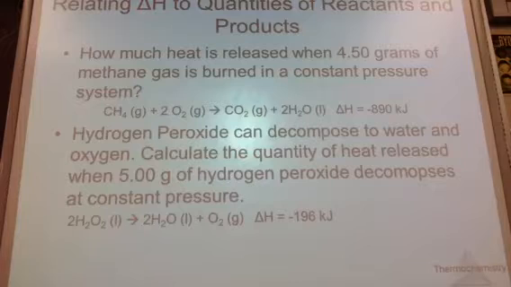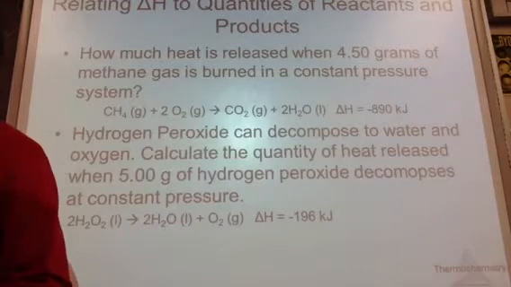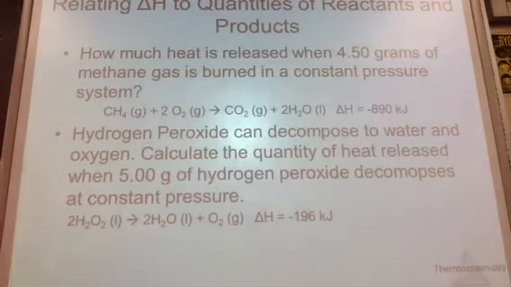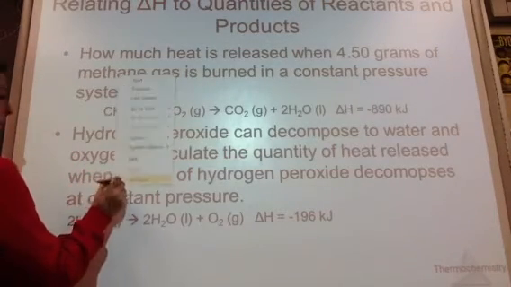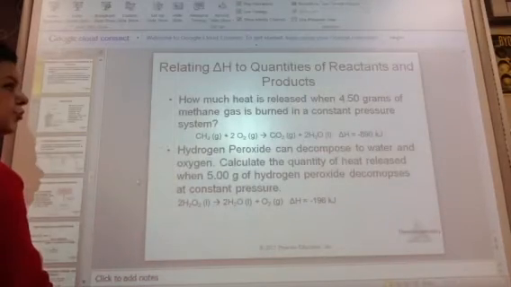Okay, so let's look at this next question. This says, how much heat is released when 4.50 grams of methane gas is burned in a constant pressure system? And I gave you the formula here. So we have methane gas, and that methane gas is reacting with oxygen to produce CO2 and water. Okay, so how would I do this? Okay. So how much heat is released when 4.50 grams?